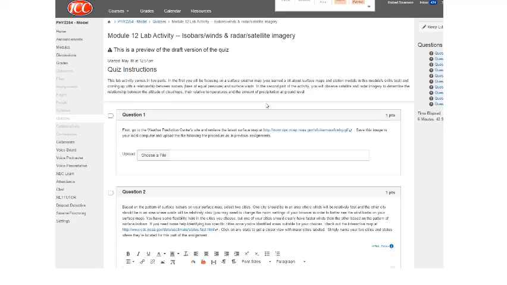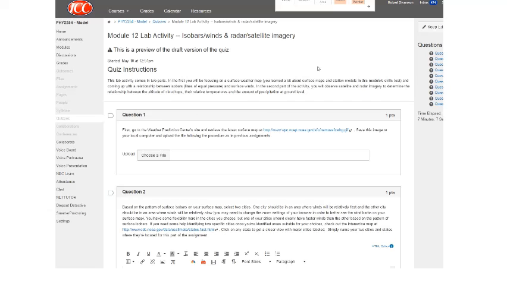Okay, and finally, the Module 12 lab activity. This is going to help you make some connections between what's happening at the surface of the Earth as well as what's happening up in the atmosphere. Because that's where weather happens. We feel the results here at the surface, but of course, the real action is happening up in the atmosphere. So we need all kinds of tools and information constantly to know what's happening in both locations. And you're going to get a little taste of that.